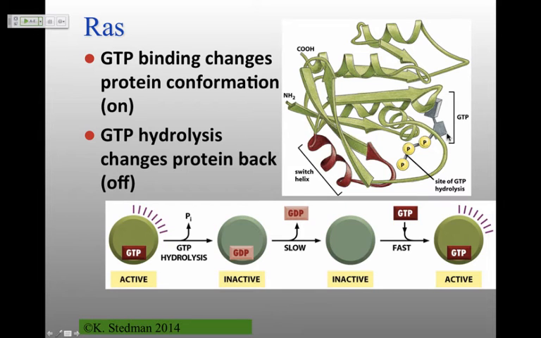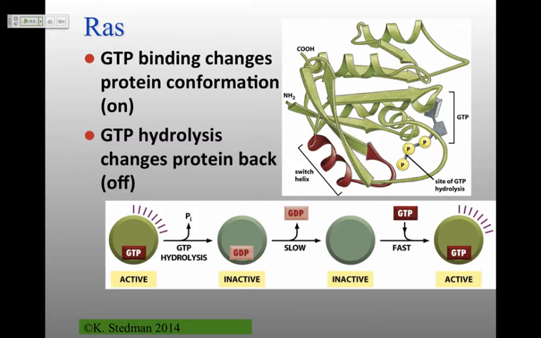Binds to GTP, has one structure. As soon as you have hydrolysis of the final gamma phosphate, there's a change in the structure of this protein. The switch helix moves in, and you have different interactions, different structures. We saw this really in an extreme fashion in translation. You have GTP hydrolysis that causes a change in the structure of the protein.